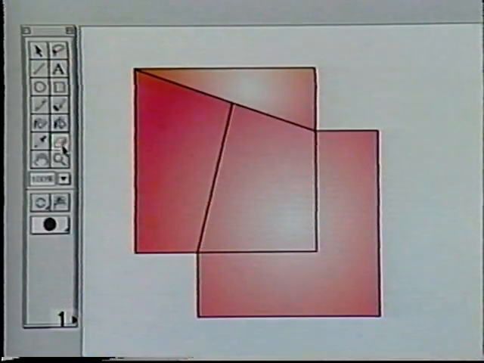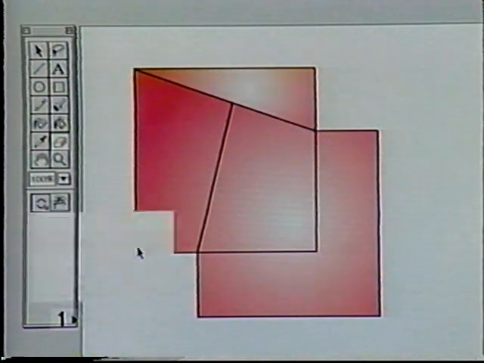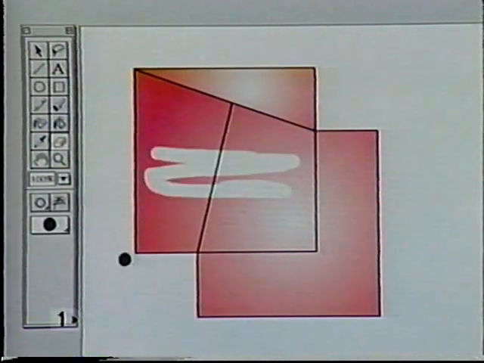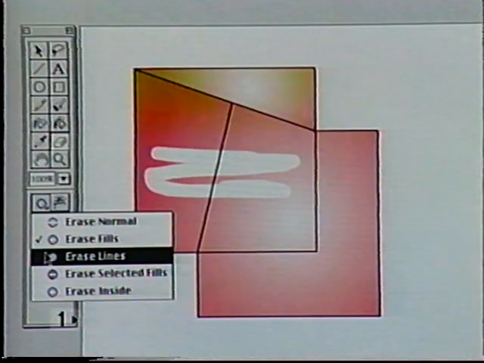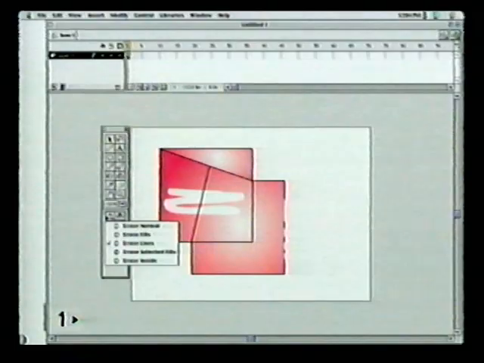Now I'm going to move one more tool down, the eraser tool, a very common tool. Just like the paintbrush tool, you have the erase modes. You can erase the fill. So I'm going to do a little erasing of the fill. You see the stroke is still there. We also could erase the lines. So if I erase the lines, you're going to see now I've erased the lines and not the fill.